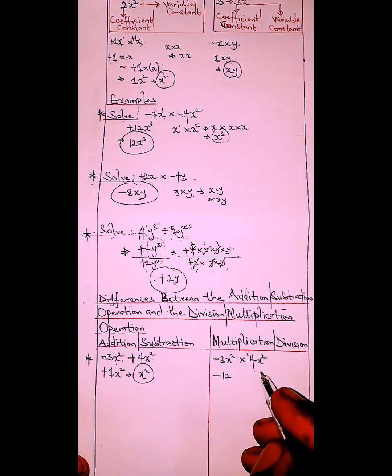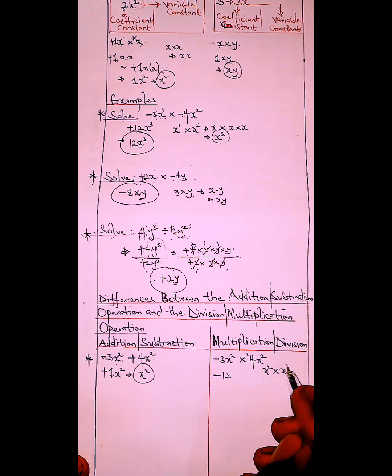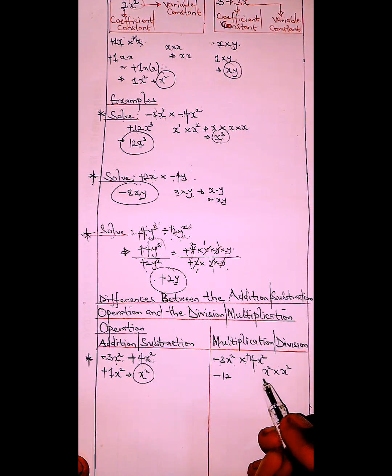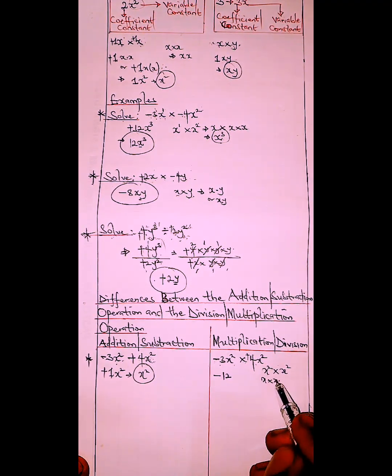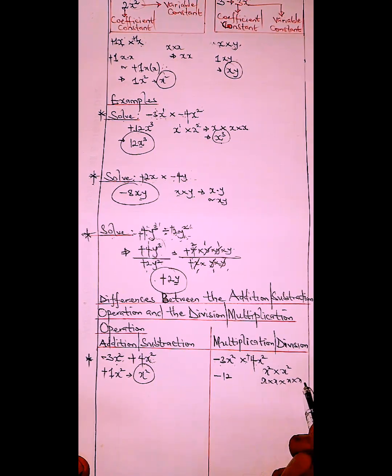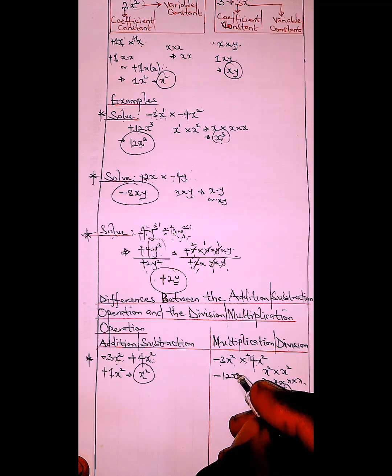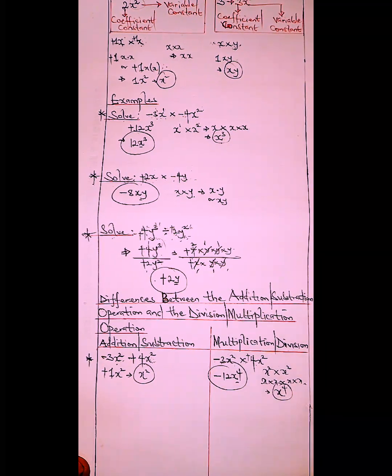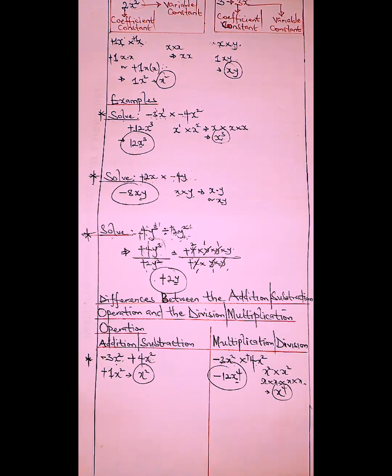So x to the power 2 times x to the power 2. You know what it is. That's x times x times x times x. You have x in 4 places, which is x raised to power 4 in index form. So this is minus 12x raised to power 4. That's the big difference between the two of them.